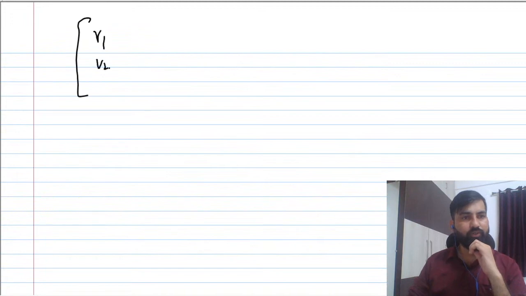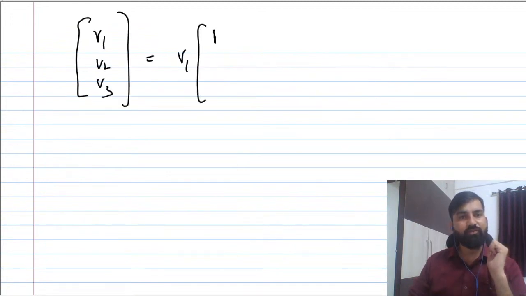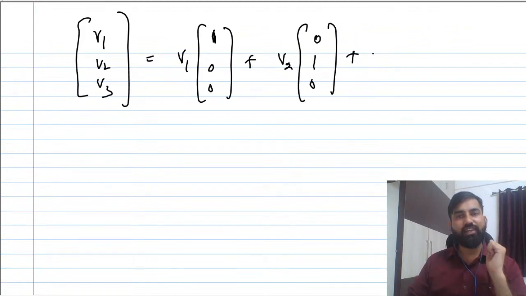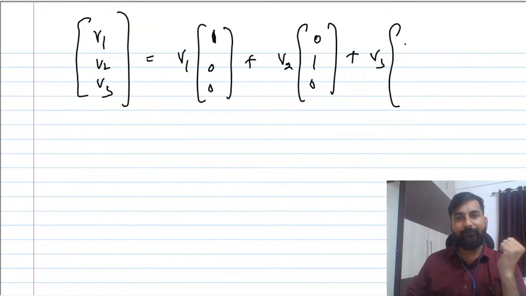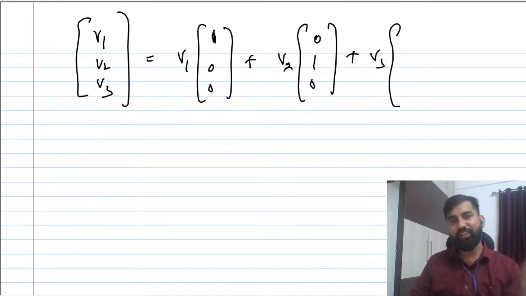v1 v2 v3, I'm going to write like v1 times 1 0 0, v2 times 0 1 0, and v3 times 0 0 1. So these are the components, lambda 1, lambda 2, lambda 3, and these are the vectors. So don't get confused. You can also write lambda 1, lambda 2, lambda 3.